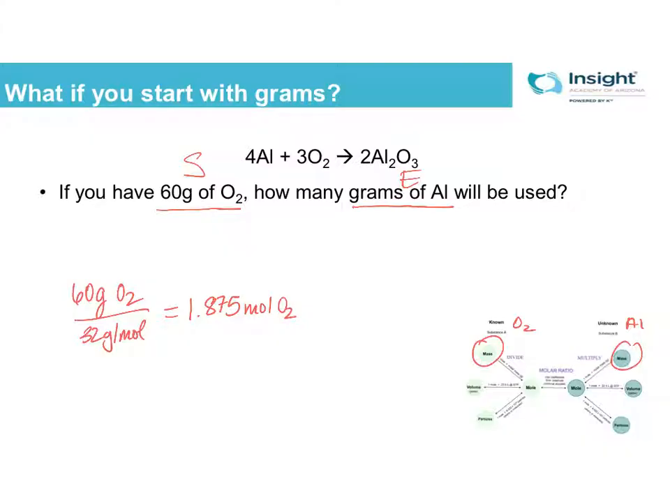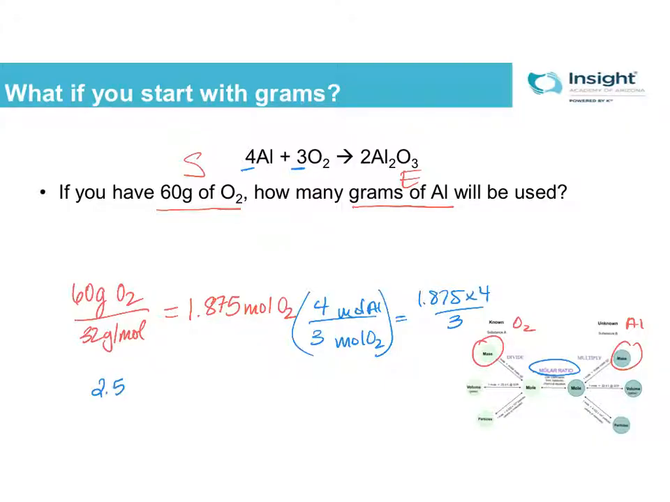Next step is your molar ratio. Moles of oxygen goes on the bottom because that's what I want to cancel out. Moles of aluminum goes on top because that's where I need to go. I've got 3 in front of oxygen, 4 in front of aluminum. So that's going to be 1.875 times 4 divided by 3, which gives me 2.5. And my units are going to be what I didn't cancel out, moles of aluminum.